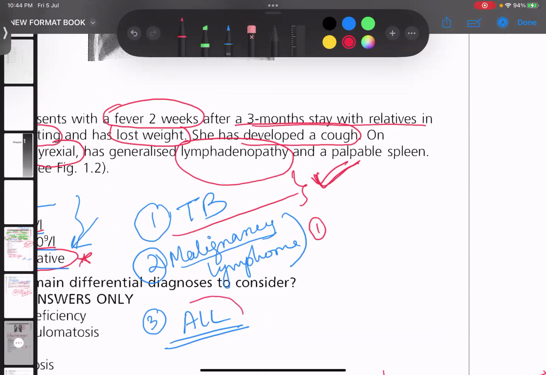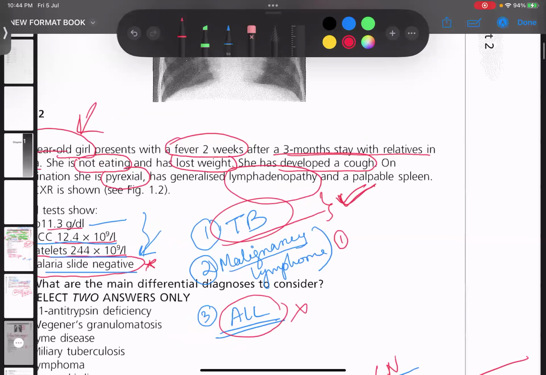What about ALL? As I said, clinically, definitely ALL is something we would consider, but the investigation finding shows it is already excluded. So most likely this is a case of TB, and the child is presenting to us with pyrexia, acute episode, and lymphadenopathy, etc. What is the most important thing we would like to exclude at this stage?